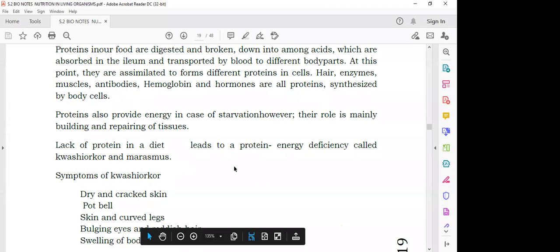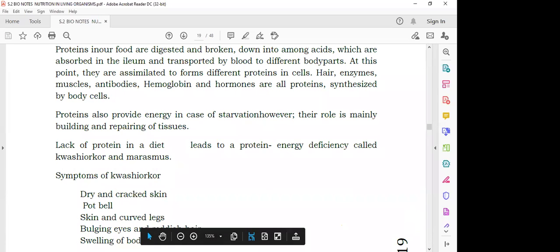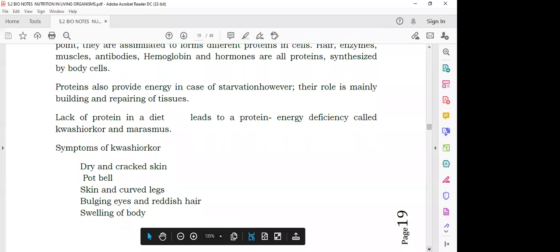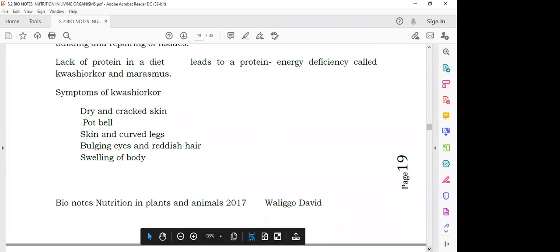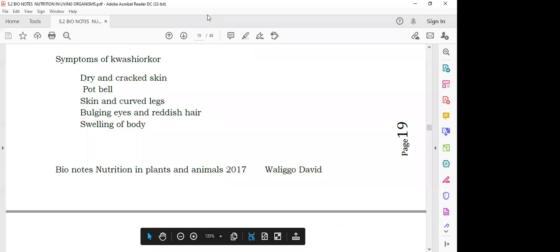So lack of protein in the diet leads to protein deficiency diseases, which we have called kwashiorkor and marasmus. That is due to lack of energy. If you don't have energy, you get that. And can someone read for us the symptoms of kwashiorkor? Yes, please.